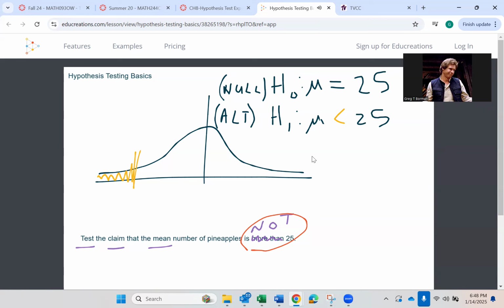I'm just giving you some of the basics right up front. All right, so now let's break down the anatomy of the drawing. Whether it's one-tailed or two-tailed, you're going to have a shaded region and a non-shaded region.